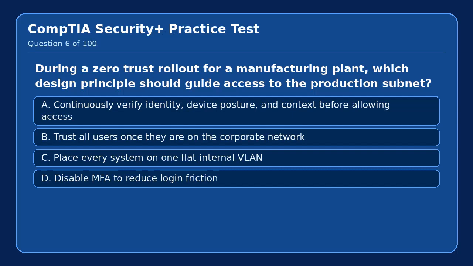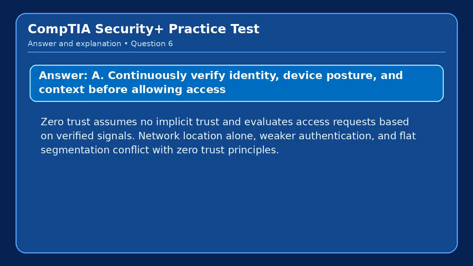Take a moment to choose your answer. The answer is A. Continuously verify identity, device posture, and context before allowing access. Zero Trust assumes no implicit trust and evaluates access requests based on verified signals. Network location alone, weaker authentication, and flat segmentation conflict with Zero Trust principles.